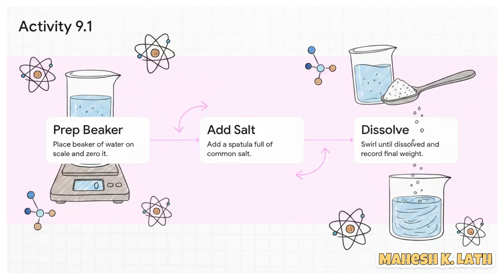Imagine we grab a clean, dry beaker and pop it onto a highly sensitive digital scale. We zero it out, pour in about 50 milliliters of water, and then dump in a spatula full of common table salt. We jot down the weight, give the beaker a really good swirl until every last grain of salt dissolves into the water, and then we check the scale again.